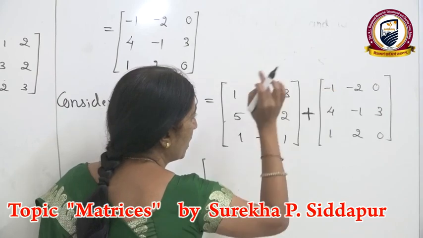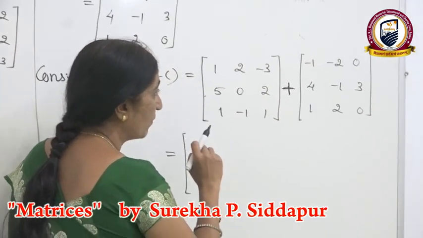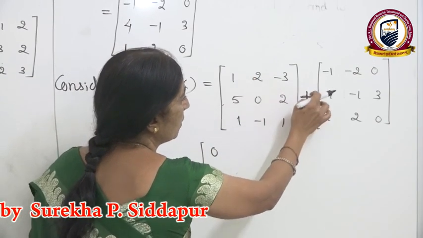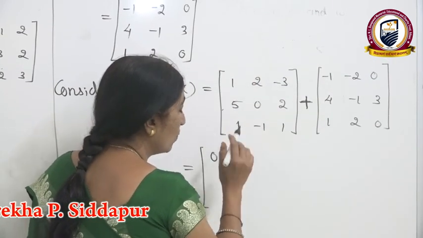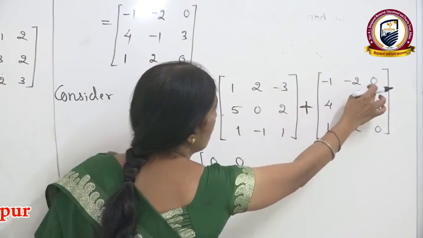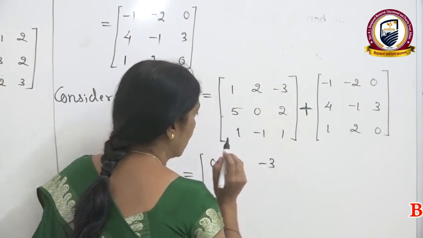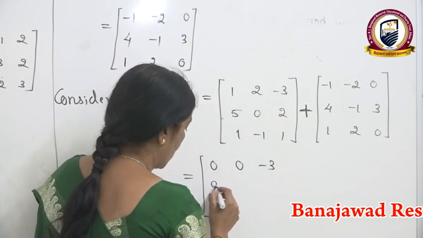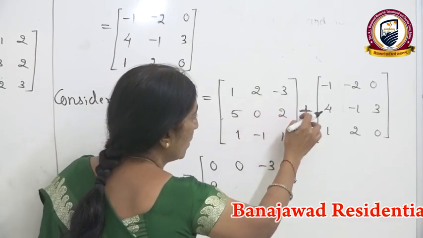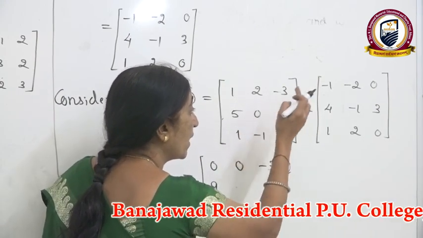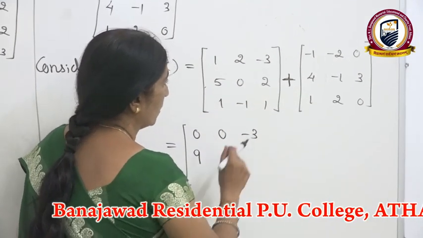1 plus into minus is minus. That means 1 minus 1. What is 1 minus 1? 0. Next, 2 plus into minus is minus, 2 minus 2, again it is 0. Minus 3 plus 0, that is minus 3. Then 5 plus 4, 9. 0 plus into minus is minus, that is 0 minus 1, that is minus 1.